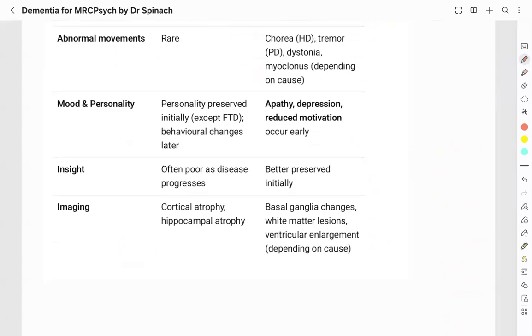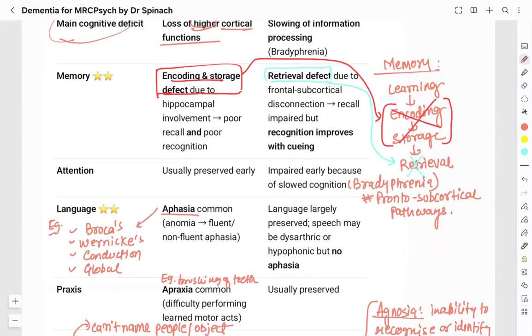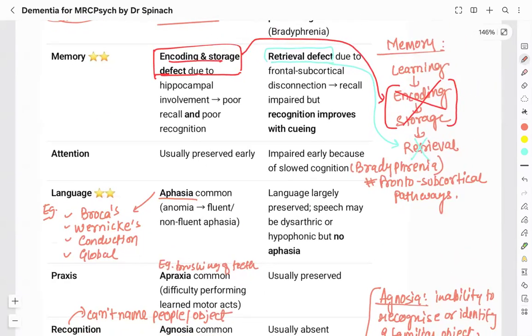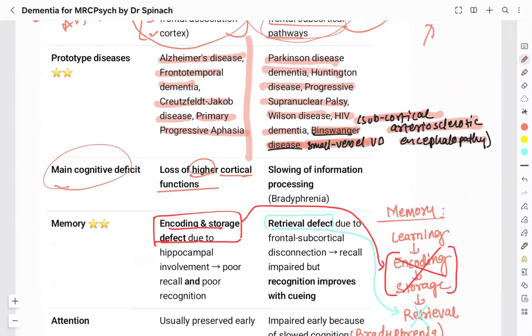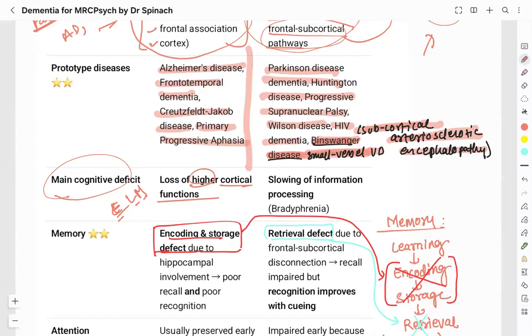I'm sorry, your voice is breaking and I'm not able to understand. Could you repeat that? Yes, the cortical functions include everything you mentioned: executive function, reasoning, abstraction, language, memory, and other functions as well.